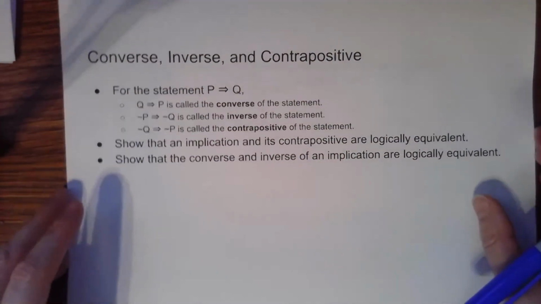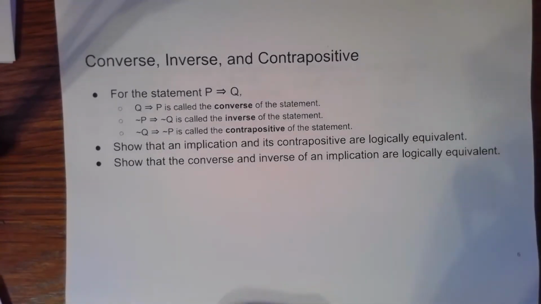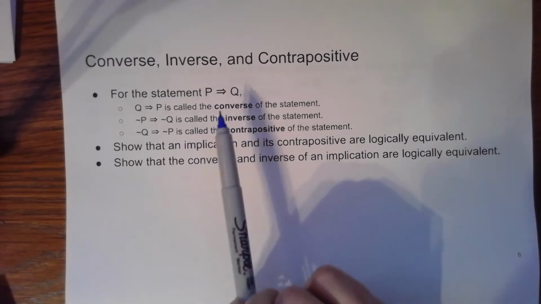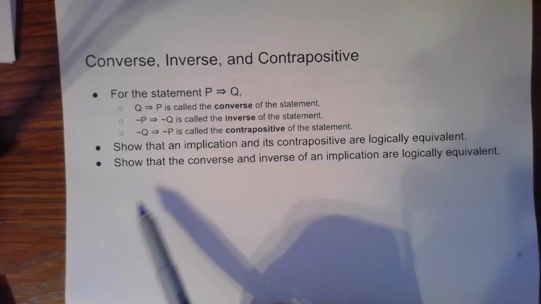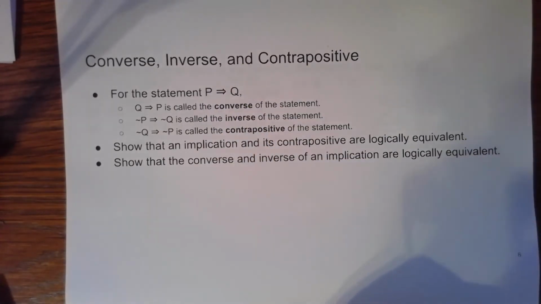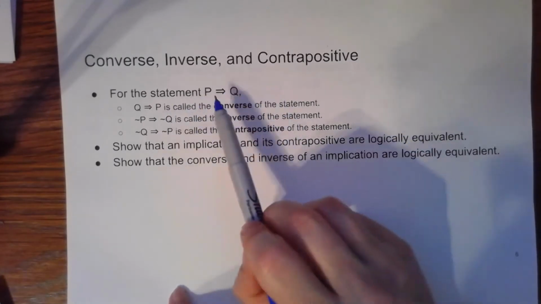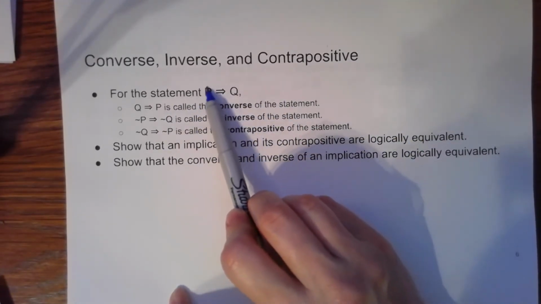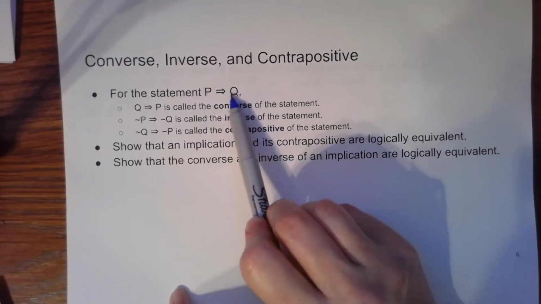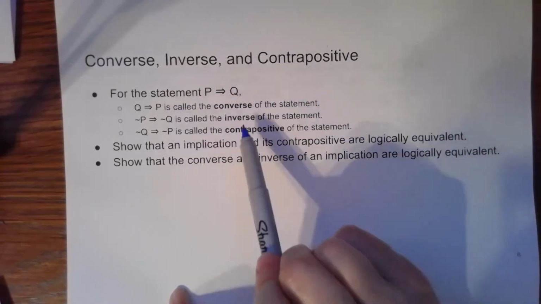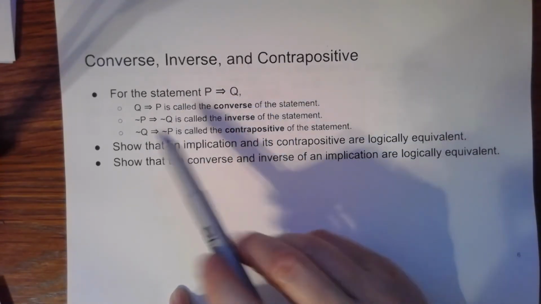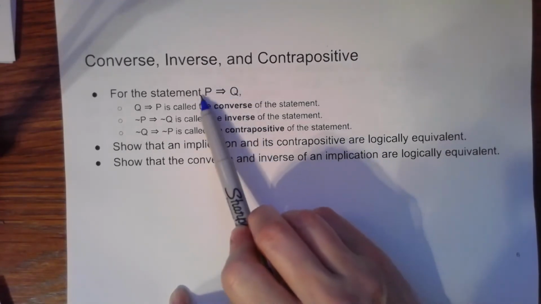All right, now some other statements that are closely related to the implication are called the converse, inverse, and contrapositive. They're related in that they use the same component statements, the P and the Q, but we put them together in different ways with the implication. If we make the hypothesis of our original statement into the conclusion, and the conclusion into the hypothesis, that's called the converse. So we just swap the hypothesis and the conclusion.